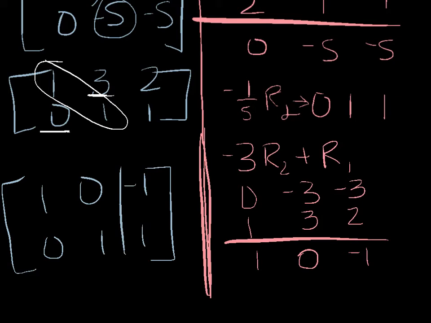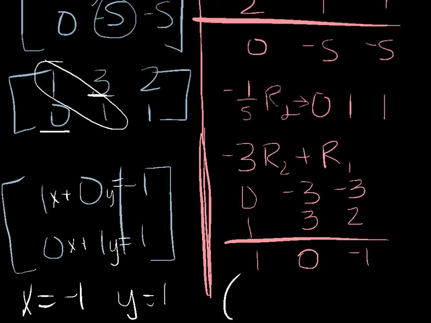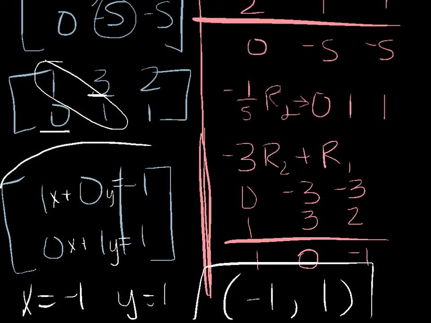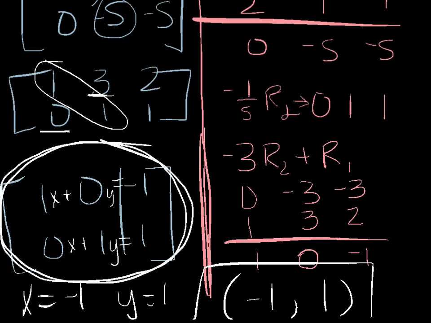Now in my augmented matrix, what this tells me is that I have 1x plus 0y equals -1, and 0x plus 1y equals 1. Or in other words, x equals -1 and y equals 1. So my solution then is just -1, 1. So I've used Gauss-Jordan elimination to get this form right here, which is reduced row echelon form, to give me my solution.